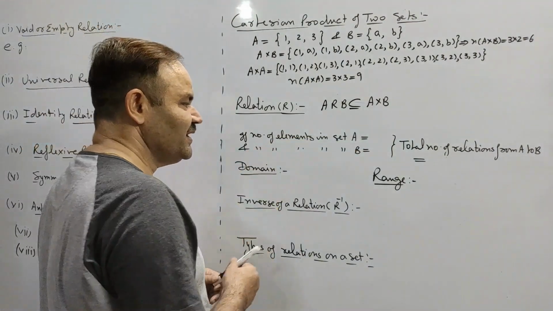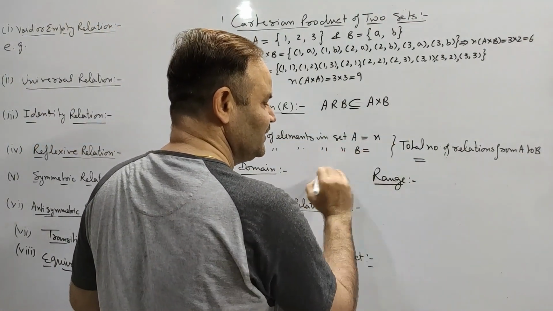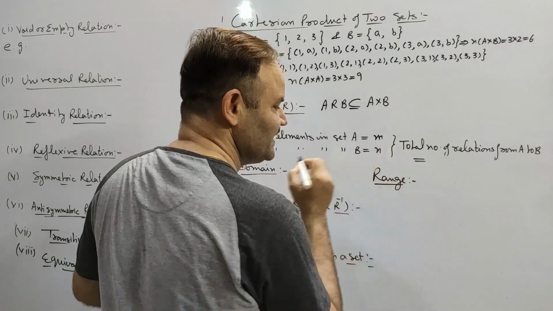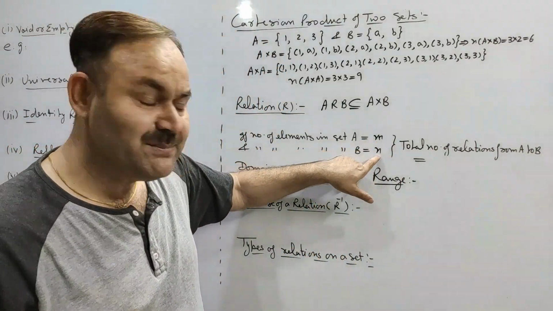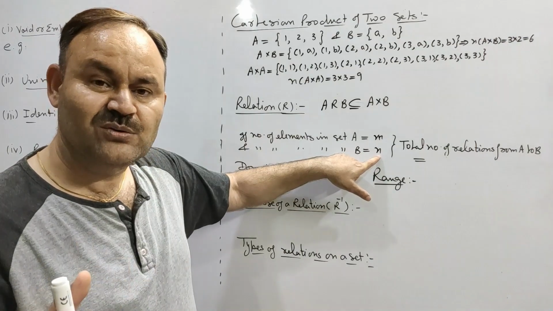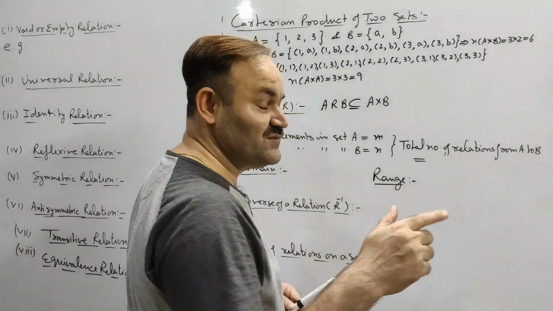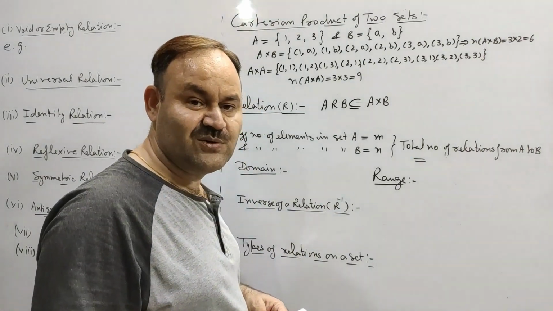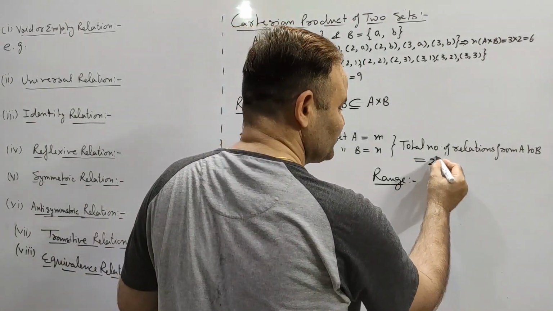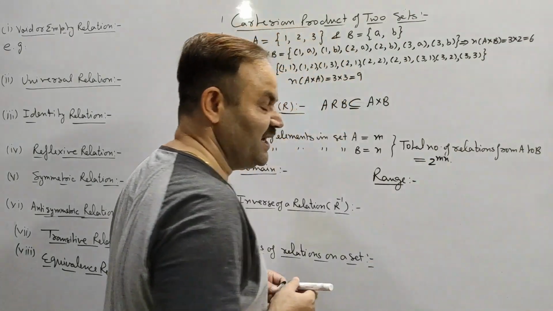And if number of elements in set A is m, number of elements in set B is n, then number of elements in A cross B will be m into n. So the number of relations from A to B, which is equal to the total number of subsets of A cross B, will be 2 raised to the power m into n.